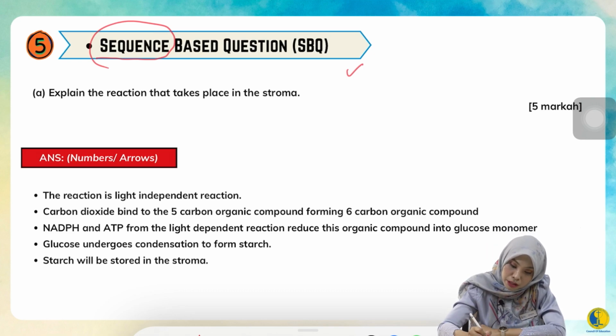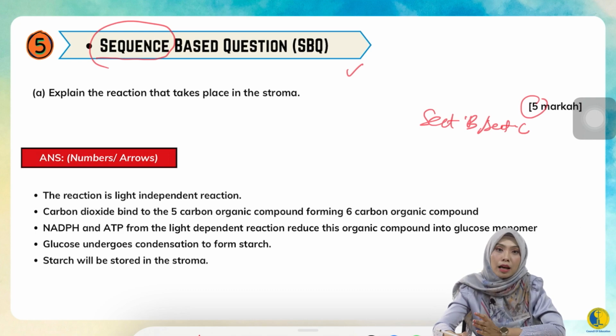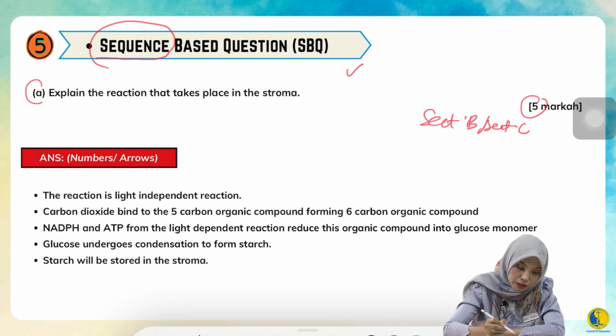The moment you see it's a 5 marks question, you know it's mostly in section B and section C, because usually when it comes to structured questions in section A, normally the highest marks allocated is only 4. Other than that it will be in section B or section C. Let's go to the question now.